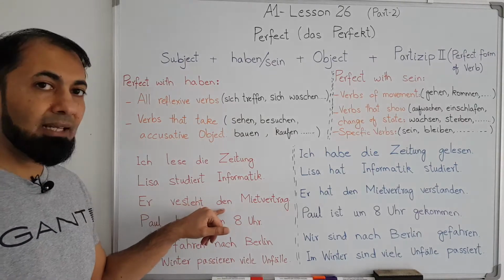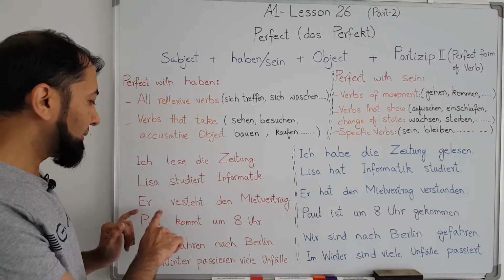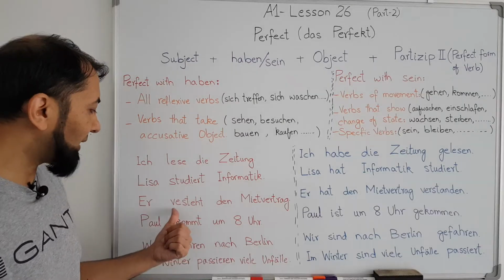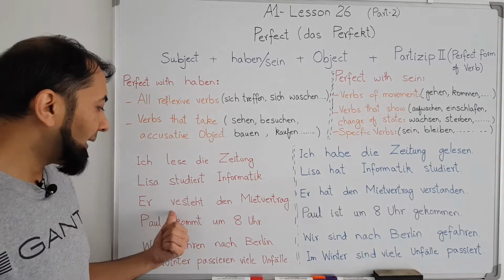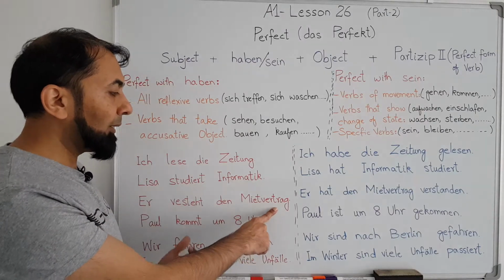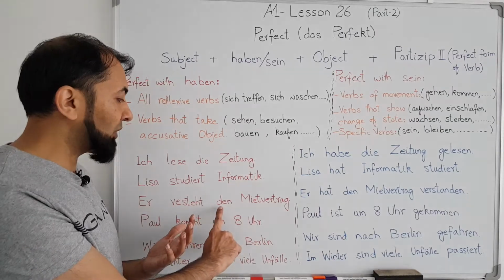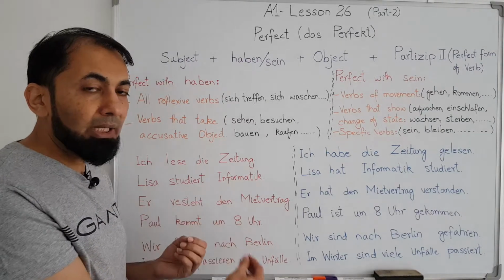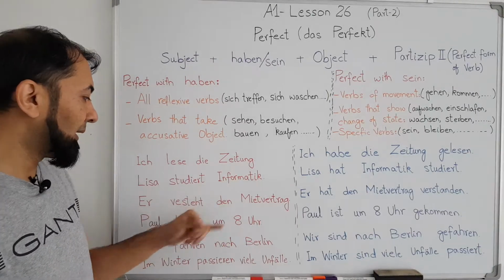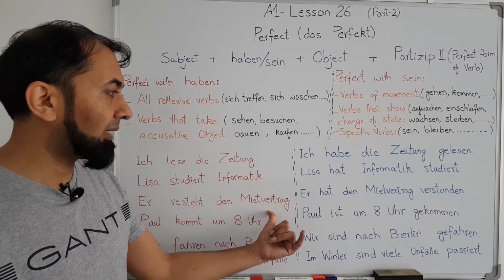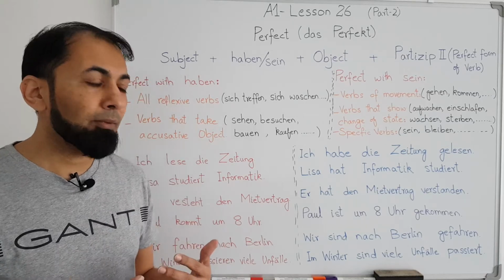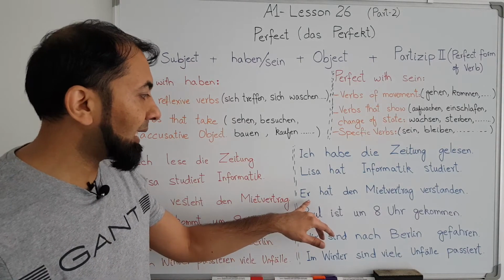Er versteht den Mietvertrag. He understands the rental contract. So verstehen is a German verb which means to understand, and when we conjugate verstehen with respect to the subject er, it becomes versteht. And Mietvertrag is a masculine noun, and here it is used as an accusative object or the direct object, and we know that in the direct object the masculine noun has the definite article den. So, versteht den Mietvertrag.